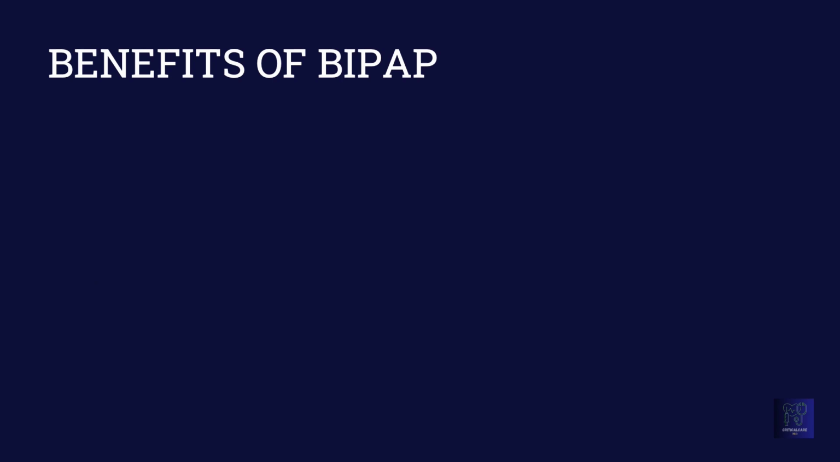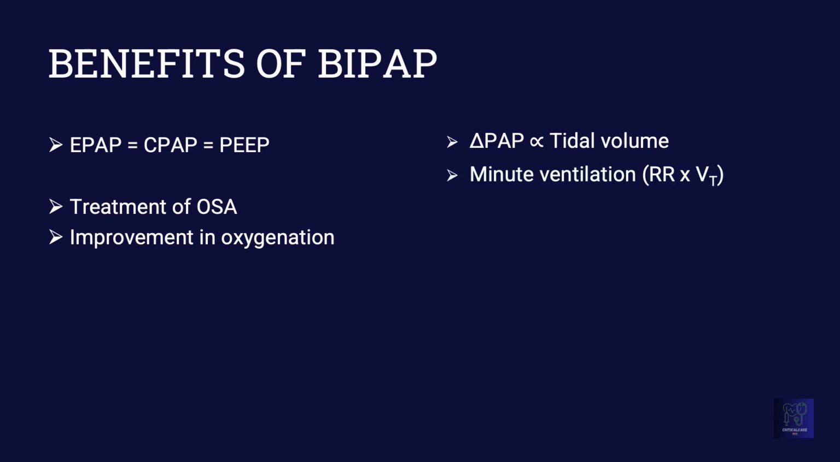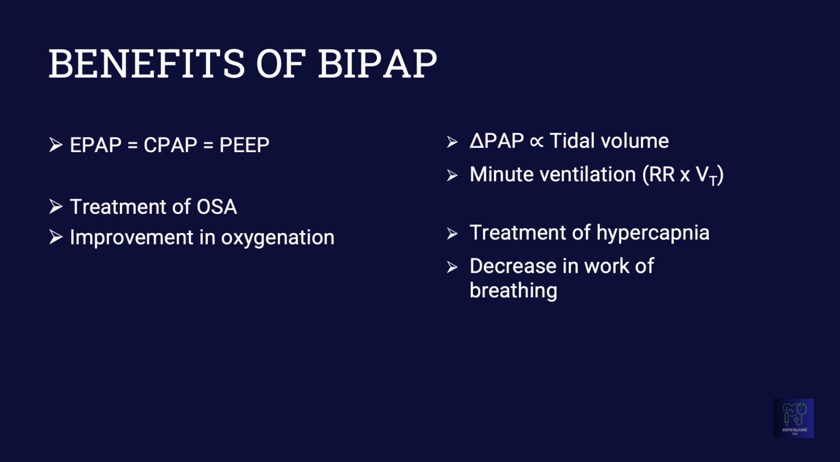So the advantages of BiPAP are: one, the EPAP part of it works similar to CPAP. It treats OSA and it provides PEEP effect and improves oxygenation. The delta PAP increases tidal volume, and using the T mode or the timed mode or spontaneous/timed mode, you can also control the respiratory rate. So with BiPAP, you have much better control on the minute ventilation. So by increasing minute ventilation, you can treat hypercapnia. You can also decrease the workload on the patient's breathing muscles.